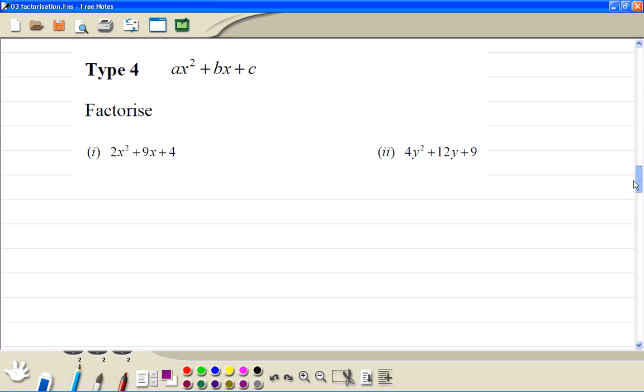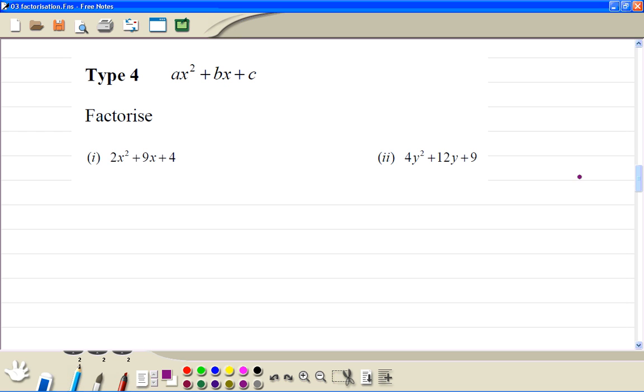Then we have a type 4. So here a is 2, b is 9, c is 4, and we work out a times c, which is 8. So the factors of 8 that add up to 9 are 8 times 1. Now we split this 9x into two parts. So we get 2x squared. Instead of 9x, we write 8x plus 1x plus 4.